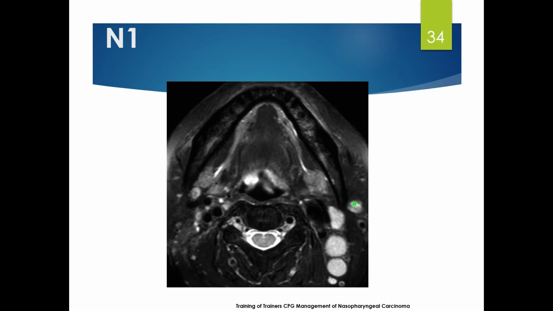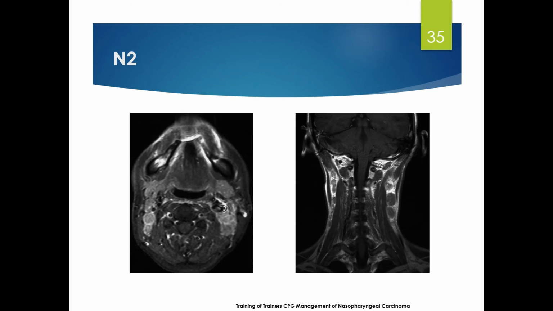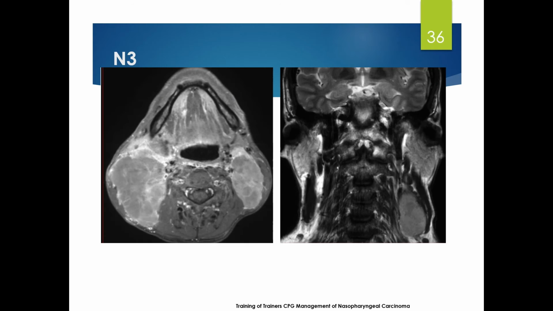N1 staging is nodes of the size of less than 6 centimeters, unilateral. In this case, it's left side neck nodes. N2 staging is cervical lymph nodes of less than 6 centimeters but bilateral. N3 is cervical nodes of more than 6 centimeters in size, regardless whether it's unilateral or bilateral.